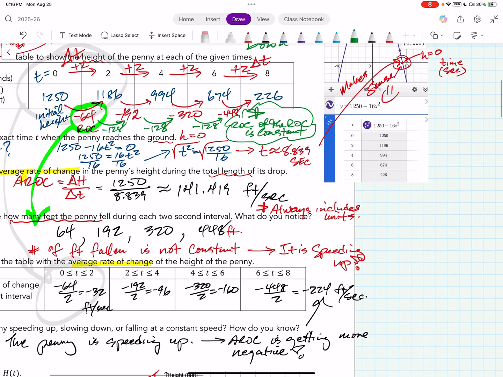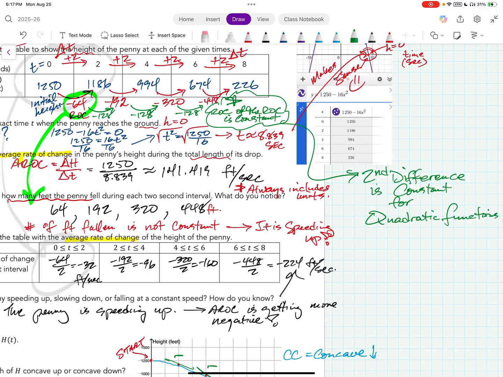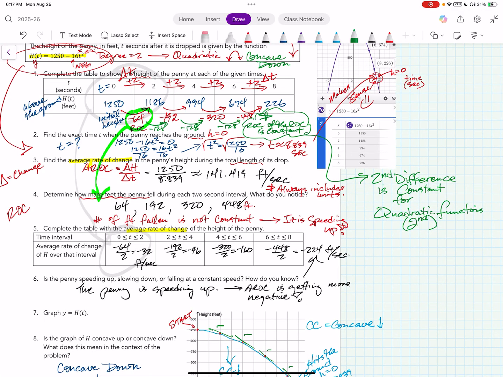That right there, my friends, has a special name. So let's write it over here. It's called the second difference. The first rate of change is called the first difference, and the second rate of change, the rate of change of the rate of change, is called the second difference. So I can say that the second difference is constant for all quadratic functions, which are second degree functions. I'm talking about second degree. So if you take the second difference of a quadratic function, it will always be constant.